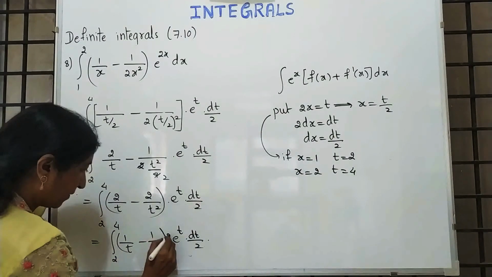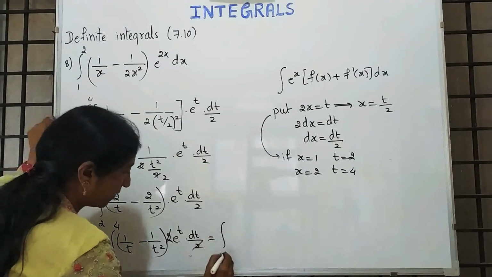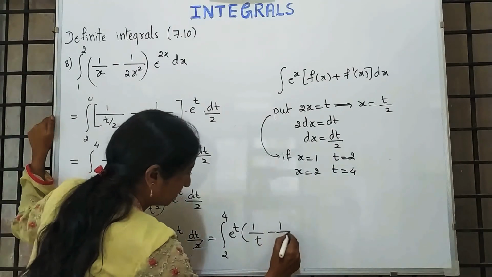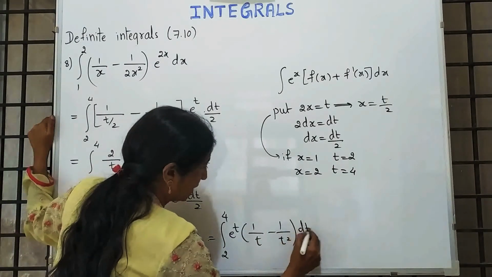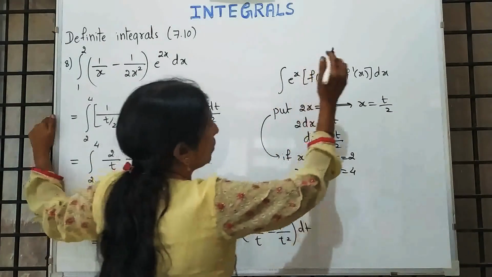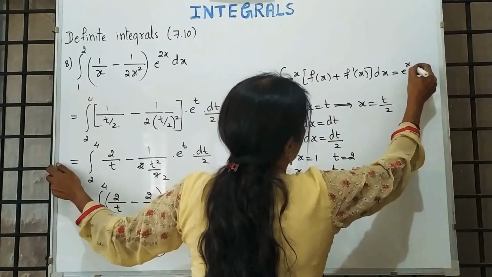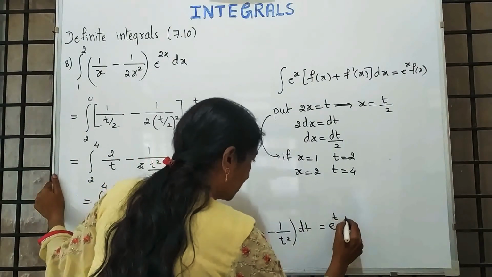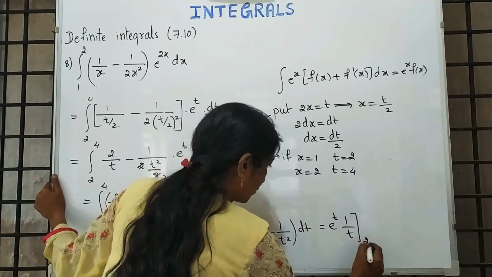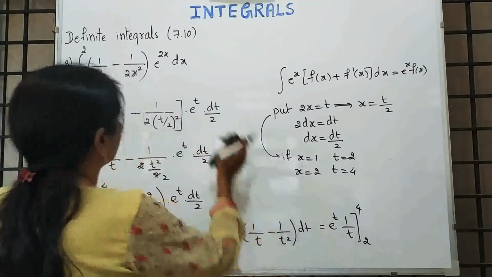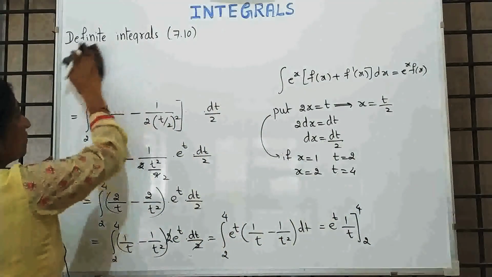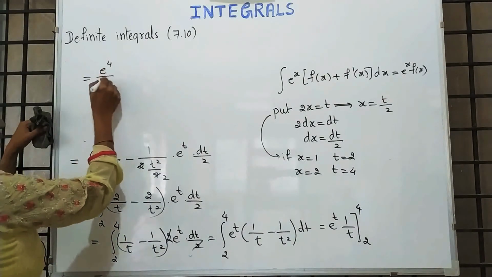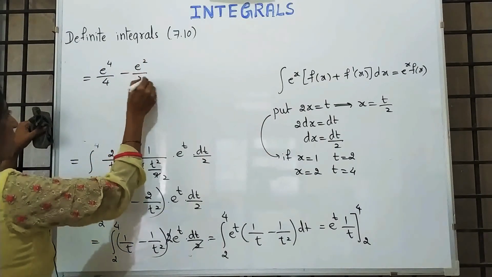This 2 is common. This 2 and this 2 get cancelled. Now it is in the form of e raised to x into f of x plus f dash of x. Answer is, this is e raised to t into 1 by t from 2 to 4. So upper limit e raised to 4 by 4 minus e square by 2.